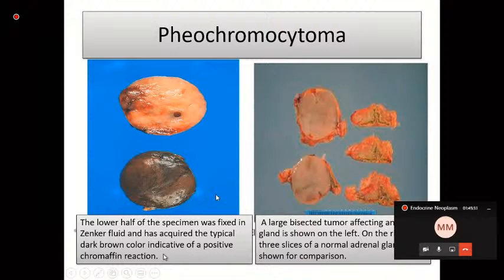Okay, understood? But in this case, we have to receive the adenoma, this one, the pheochromocytoma, fresh, not fixed under formalin. Once we receive this fresh, we put the Zenker. If it turned to the black color, this indicates the chromaffin reaction. That means this is the pheochromocytoma. So we can even diagnose through gross.